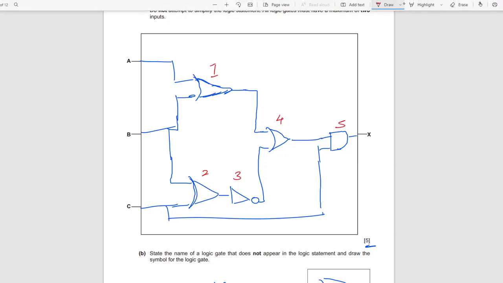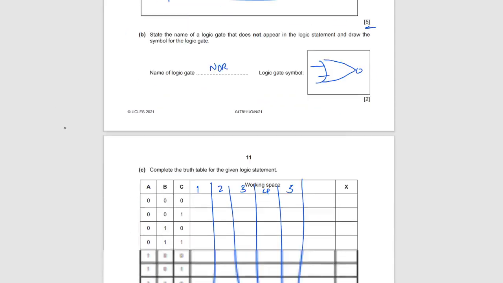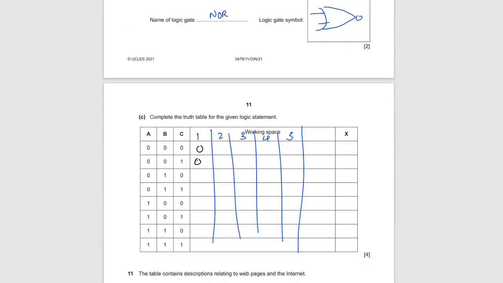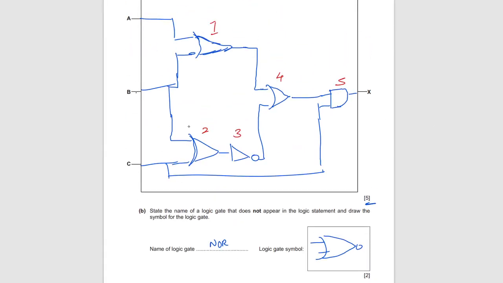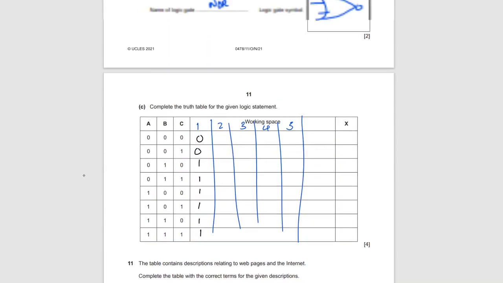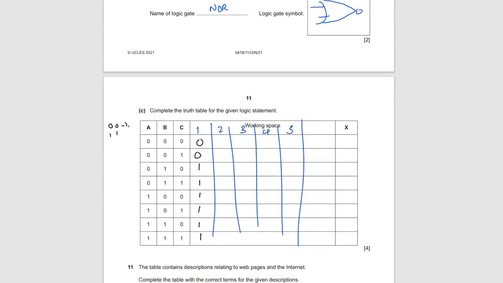Second step, number 1 is an OR gate of A and B. OR gate means addition gate, so you add everything. The next one is 2. Was this an XOR gate? Yeah, this is an XOR gate of B and C. We know likes is 0, unlikes is 1. So it's B and C, and this is 0, 1, 1, 0, 0, 1, 1, 0.